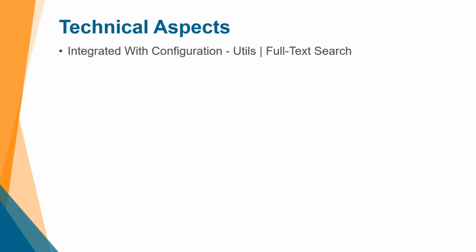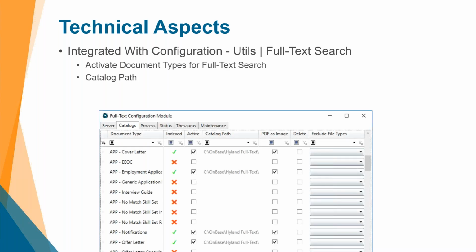The configuration is done 100% within OnBase Configuration. Under the Utils menu, once it's licensed, you're going to see a full text search option there. And really what you're going to be doing from there is taking the different document types that you already have configured and activating them for full text search.